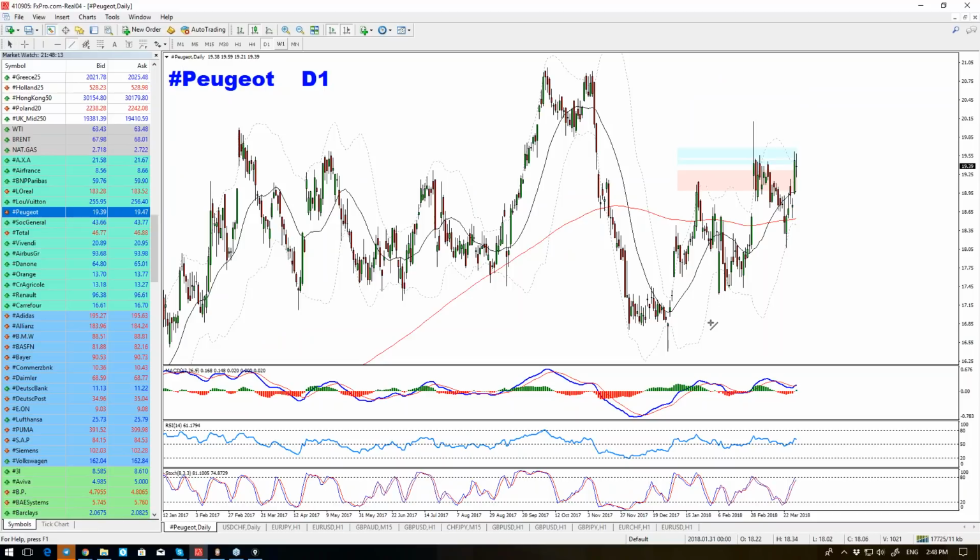So the way to start looking for sales would be by breaking the trend line. So keep an eye on Peugeot, guys. Once it breaks the trend line, we become bearish, and we are looking to sell the rallies.